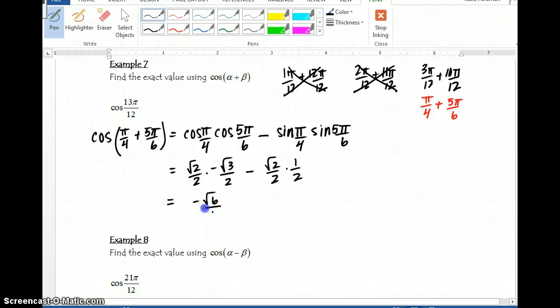Top times top, bottom times bottom, top times top, bottom times bottom. Both values are negative in the numerator, negative square root of 6 minus square root of 2. So you don't have to worry about changing the order.